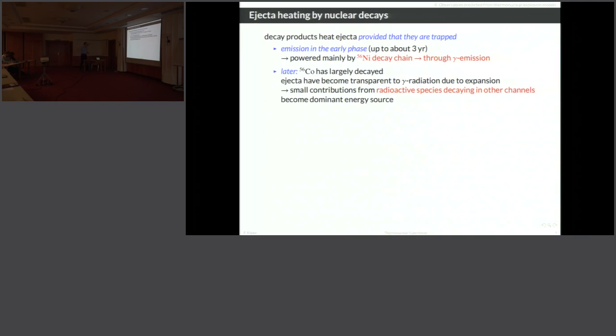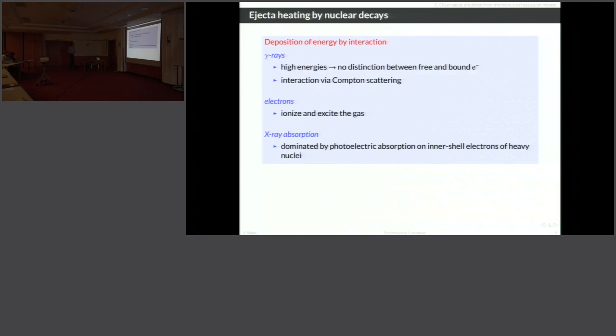So the electrons can still deposit their energy, and even if you have a production of, say, cobalt 55 in a ratio of only 10 to the minus 4 or so, it still may substantially contribute to the late light curve. Now, the deposition of the energy happens by interaction with the ejecta material. Gamma rays have rather high energies, and therefore they make no distinction between free and bound electrons, and they interact with these electrons via Compton scattering, and this heats up the ejecta material. Electrons ionize and excite the gas, and gamma and X-ray absorption is dominated by the photoelectric absorption on inner shell electrons of heavy nuclei.